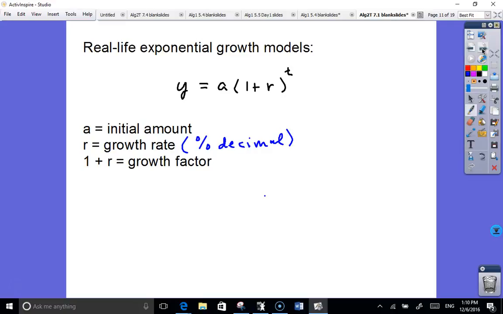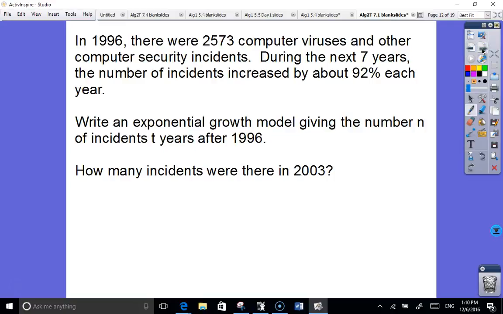Looks like we're all caught up. So here's the kind of problem you can do with that. In 1996, there were 2,573 computer viruses and other computer security incidents. During the next 7 years, the number of incidents increased by about 92% each year. So write an exponential growth model that gives the number n of incidents t years after 1996.